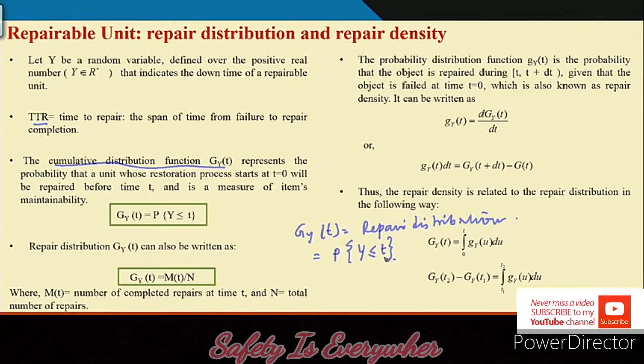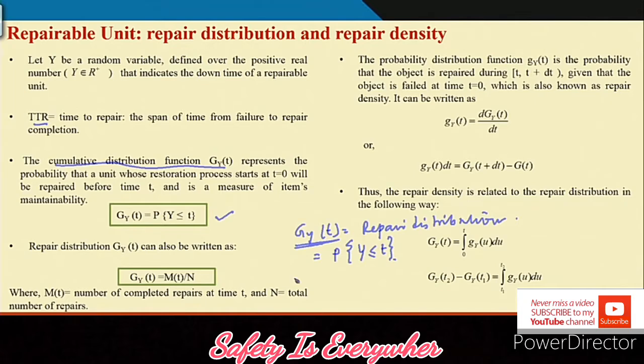So, if you recall the failure distribution, there we used F_X(t), and we say this is the cumulative failure distribution. We say that it is the probability that the component will fail, or X less than or equal to t, within time t. Here we are concentrating on the repair process. So, what is the probability that the component will be repaired within time t? It is capital G_Y(t), that is what is written here. So, our first concept is the repair distribution.